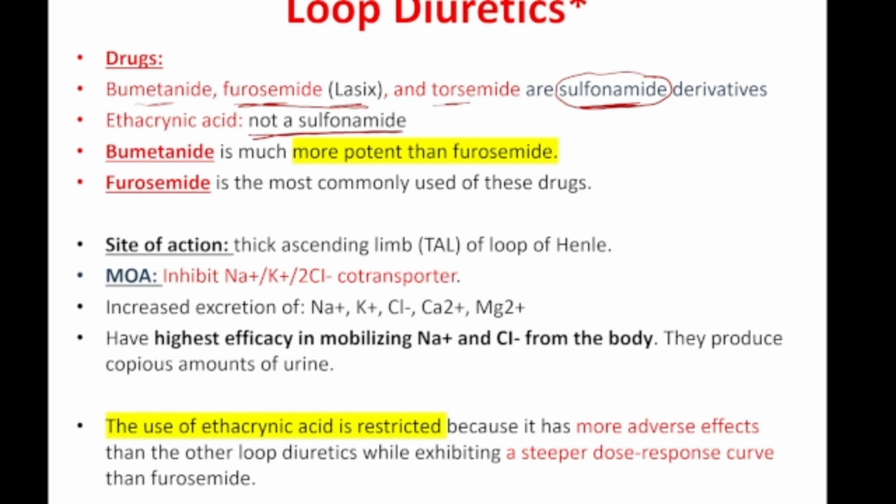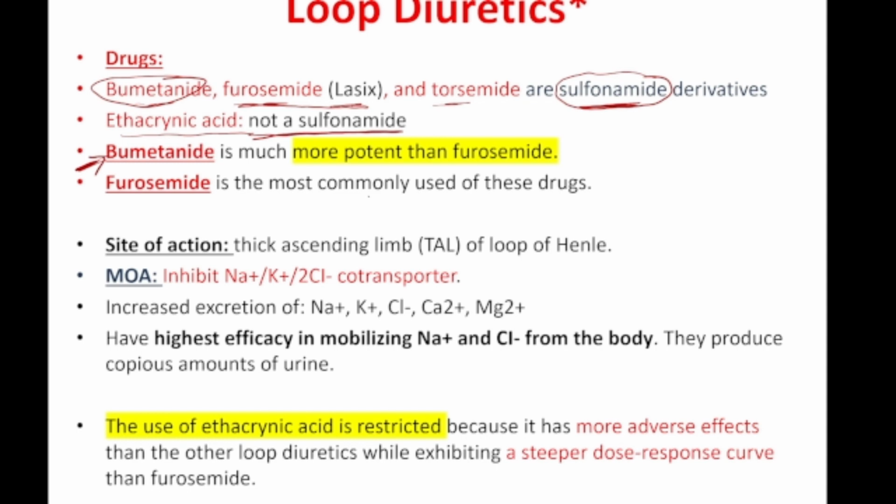Which of these is considered sulfonamide? Loop diuretic sulfonamide derivatives, we have three: bumetanide, furosemide, torsemide. Which of the loop diuretic medications is considered not sulfonamide? We have ethacrenic acid. Okay. Which of these medications is considered more potent than furosemide, the most potent? Okay, so in general, which of the loop diuretics is considered the most potent? Bumetanide.